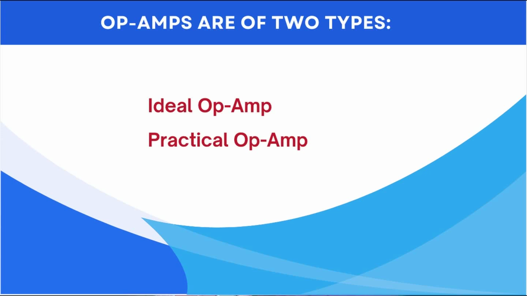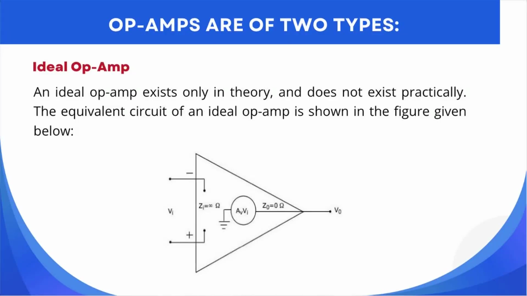Now, op-amps are basically of two types. One is the ideal op-amp and the other is the practical op-amp. We will discuss them now. The ideal op-amp is generally not used for practical purposes. It is only theory, and the equivalent circuit of the ideal op-amp is shown here in the figure.